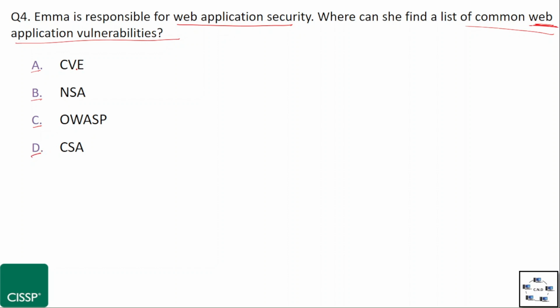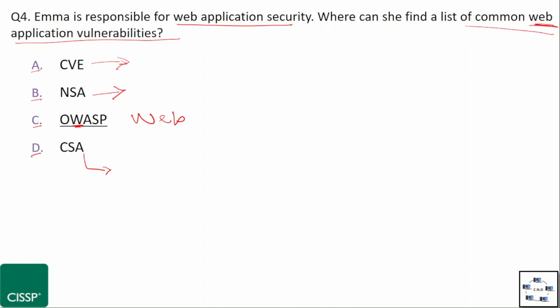So the CVE is basically Common Vulnerabilities and Exposures. It contains all types of vulnerabilities, not specifically web application vulnerabilities. NSA is not a relevant term here. NSA is basically the agency, and in OWASP the W basically stands for web. So this is the correct answer. CSA is basically Cloud Security Alliance. So our correct option is OWASP.